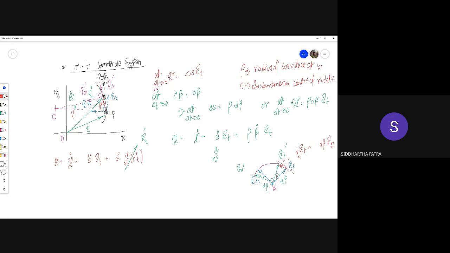And how much is the radius of this circle? This circle, which comprises all the 4 unit vectors, what is the radius of this circle?